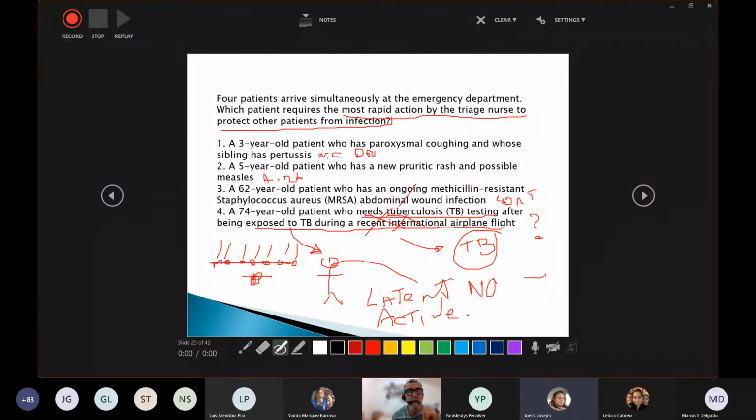I discard the MRSA because the MRSA is not going through the air. So I need to choose between the droplets and the airborne. And of course, the airborne is going to win. The measles is the most contagious. The answer to this question must be 2. Do you agree with my analysis?